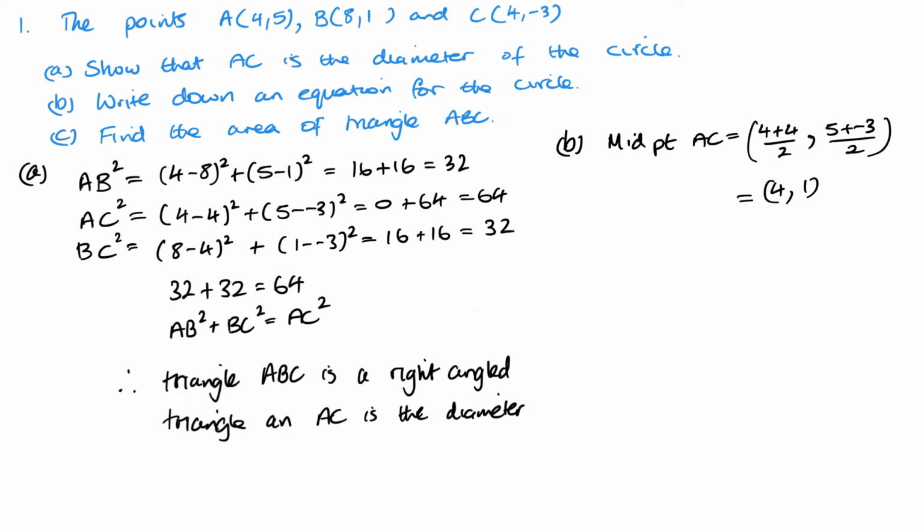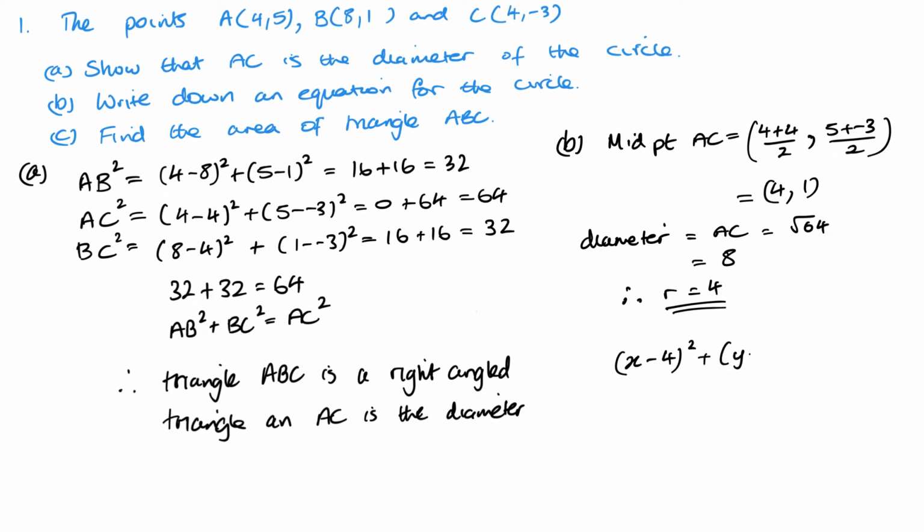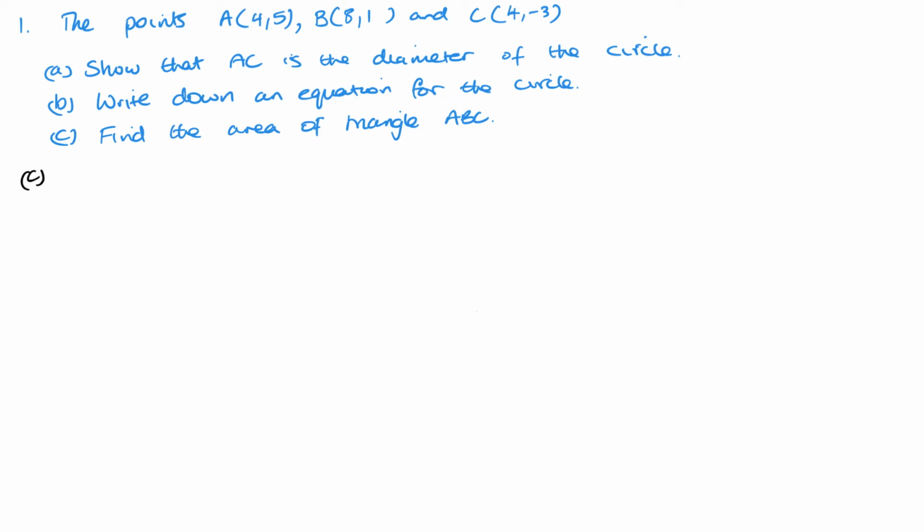Next, I need to find the radius, and hence the radius squared. So let's start off with the diameter. The diameter is going to be AC, so that's the square root of 64, which is 8. Therefore, the radius must be 4. So my circle is (x minus 4) squared plus (y minus 1) squared equals r squared, which is 16.